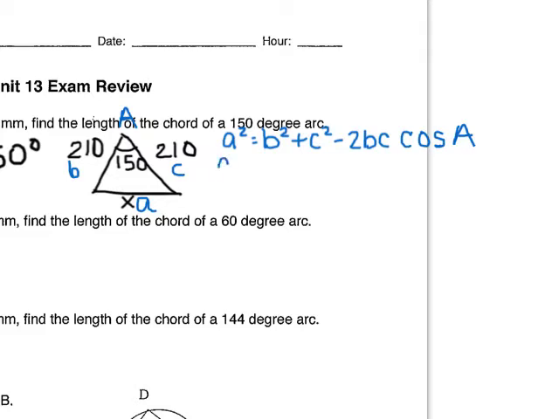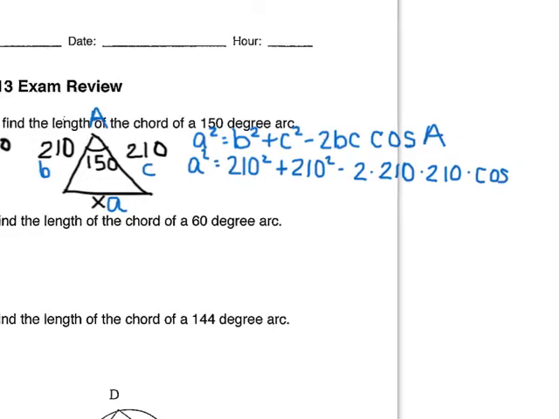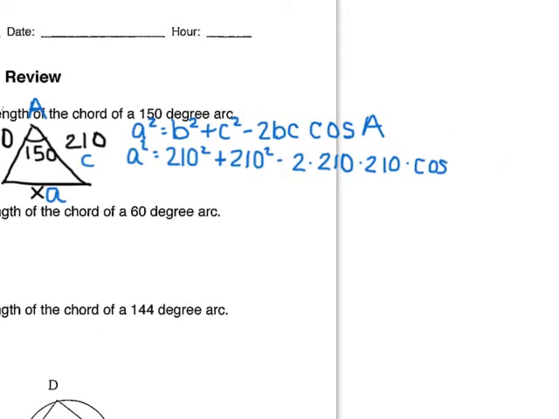So when I set this up, I would say A squared equals 210 squared plus 210 squared minus 2 times 210 times 210 times cosine of 150. The nice thing about this one is that all of this can go straight into your calculator. So give me just a second to type that in myself.